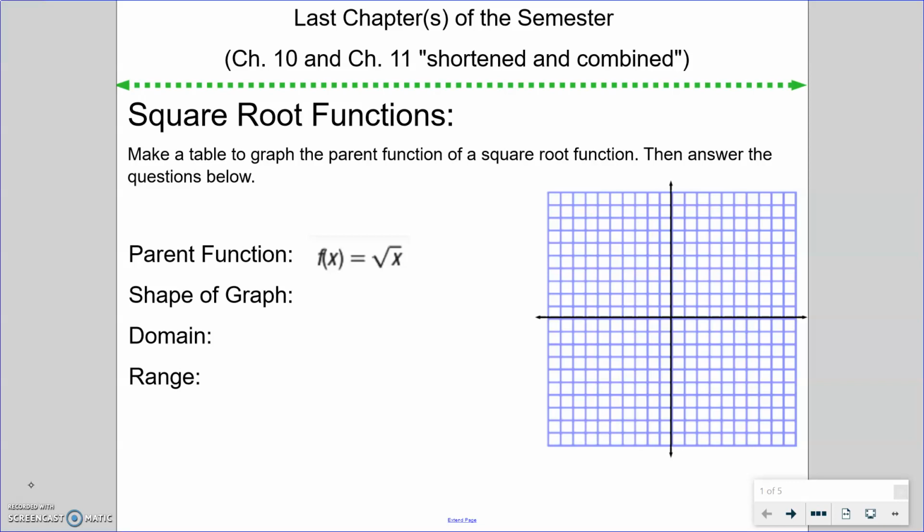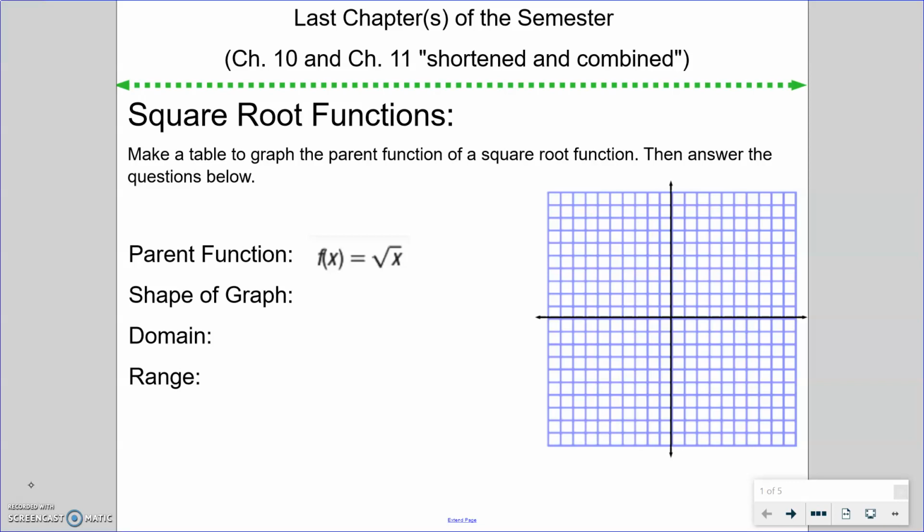So basically, what I'm doing is I'm taking chapters 10 and 11 out of the Algebra 1 textbook, the online one you guys have access to, and shortening and combining them to get through just the really important stuff that I want to make sure you know before Algebra 2 two years from now. So first things first, we're going to talk about square root functions today.